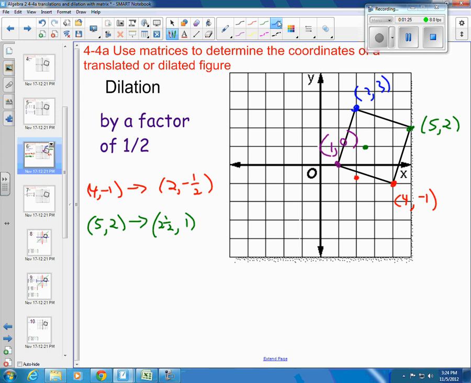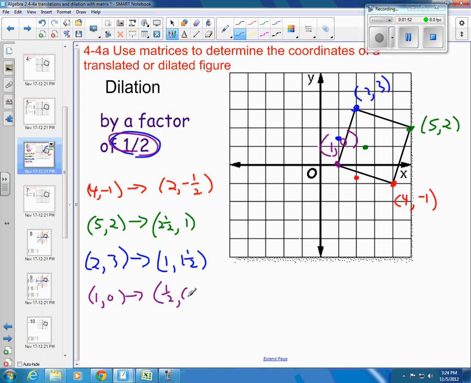Then let's go around to blue. Blue was the point 2, 3, and if you multiplied everything there by 1/2, half of 2 is 1 and half of 3 is 1.5. So my new point would be 1, 1.5, right there. And then my last point, my purple point, is the point 1, 0, and you multiply both of those by the 1/2, and you end up with half of 1 is 1/2, and half of 0 is still 0, so you get 1/2, 0.